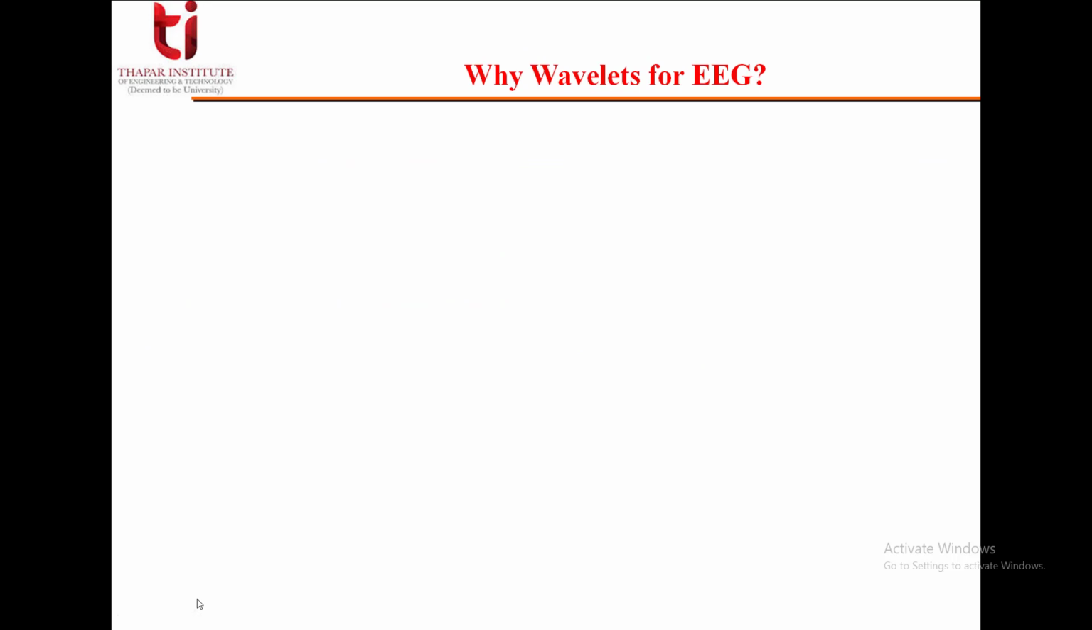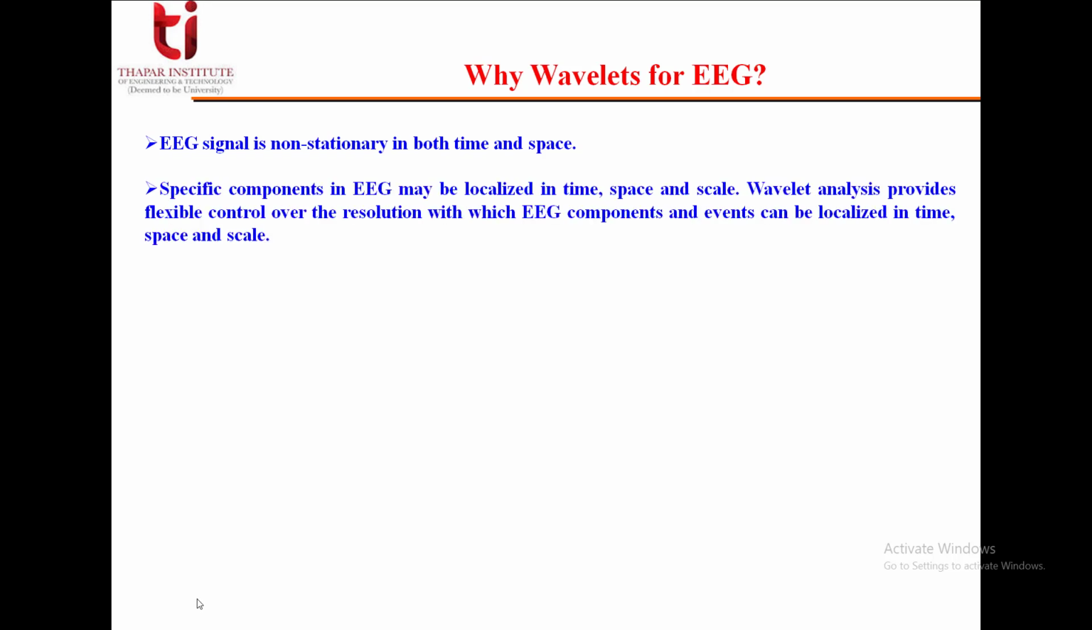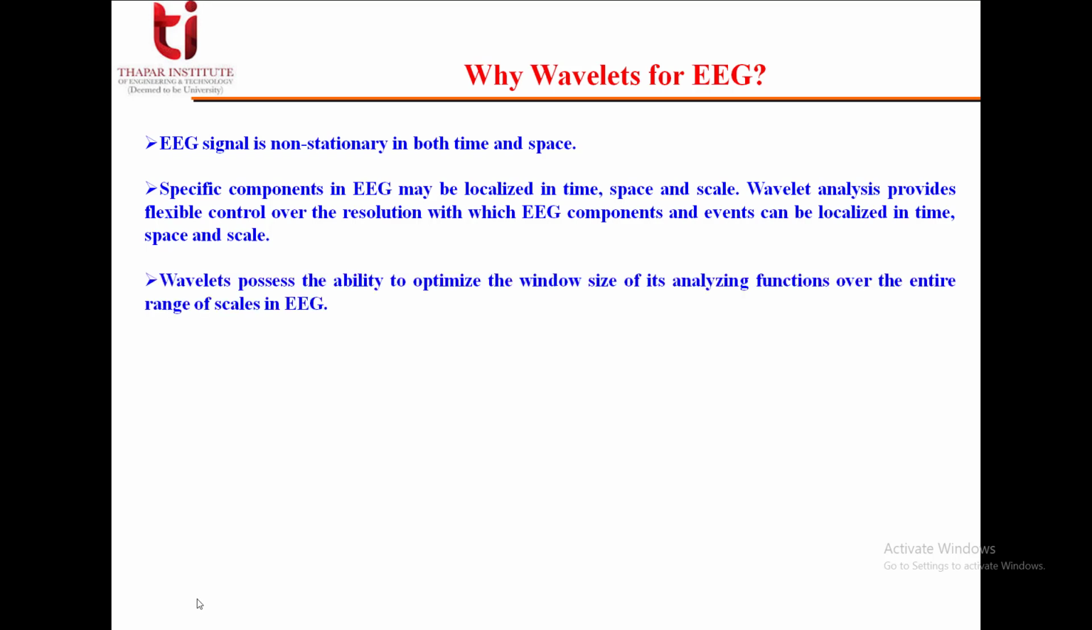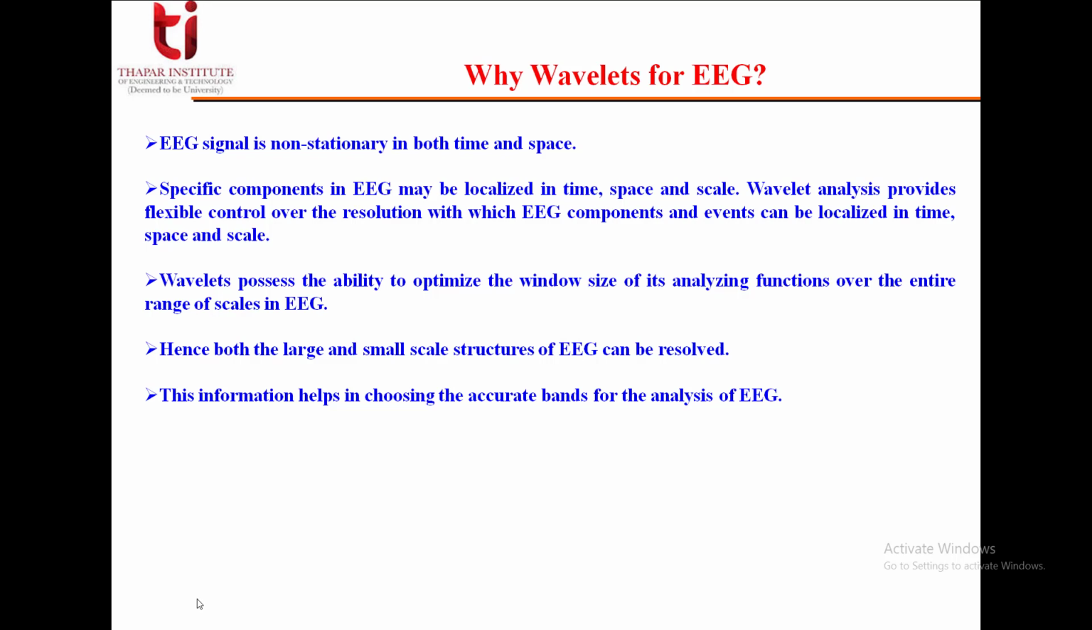Now, why do we need wavelets for EEG signals? As we know, the EEG signal is non-stationary in both time and space. So specific components in the EEG signal may be localized in time, space, and scale. Wavelet analysis provides flexible control over the resolution with which EEG components and events can be localized in time, space, and scale. Wavelets possess the ability to optimize the window size of their analyzing functions over the entire range of scales in EEG. Hence, both the large and small scale structures of EEG can be resolved. This information helps in choosing the accurate bands for the analysis of EEG.